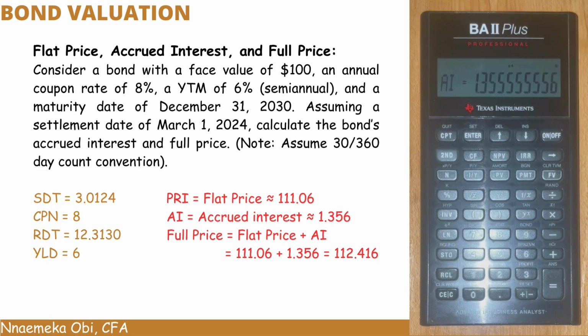Now, in order to get the full price of the bond, we're going to take the flat price plus the accrued interest. If we add the flat price to the accrued interest, we're going to have that the full price of this bond is 112.416. So this is how we can use the calculator to compute the accrued interest, the flat price, and the full price of a bond.